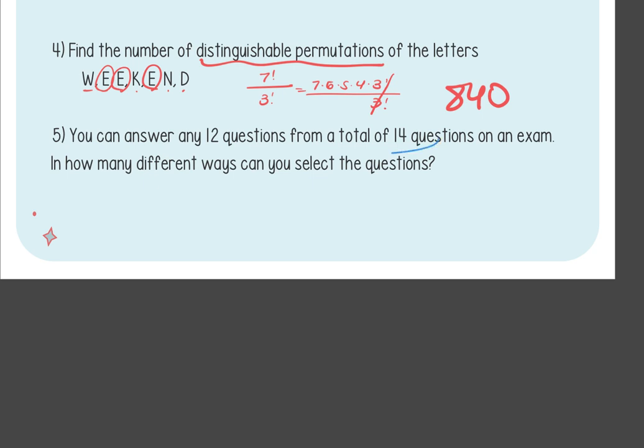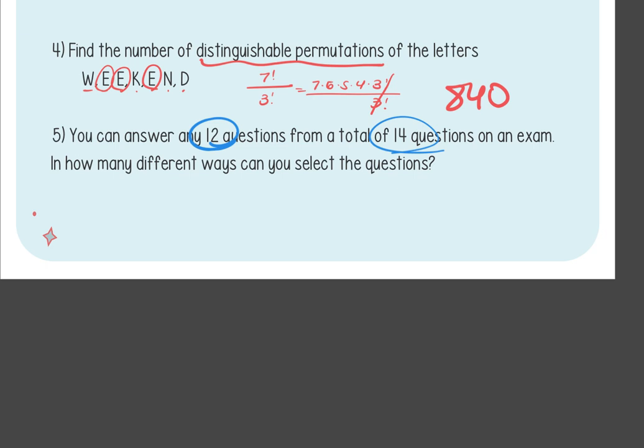We know the total is 14, right? We know that's our N. We know the 12 is our R, but it says in how many different ways can you select the questions? So if I go 1, 2, 3, 4, 5, is it a different way if I go 5, 6, 7, 8? Completely different. So the order here matters. Does that make sense? The order matters.